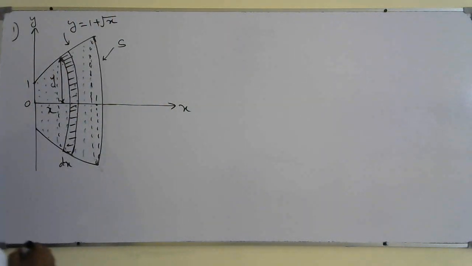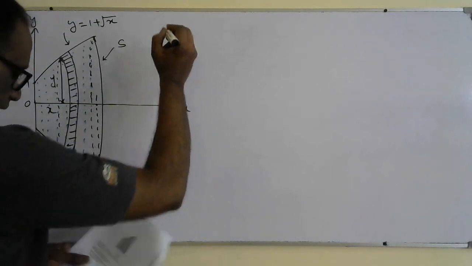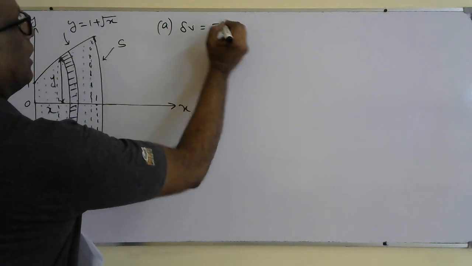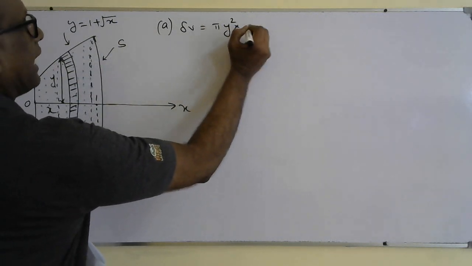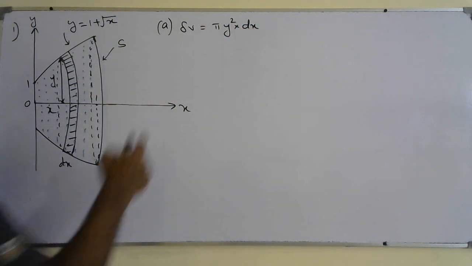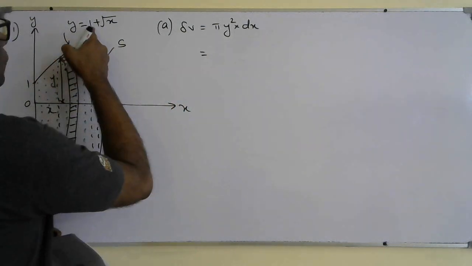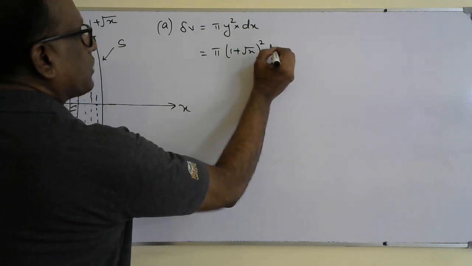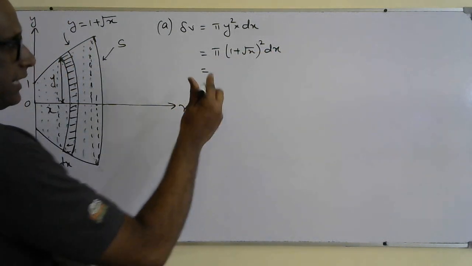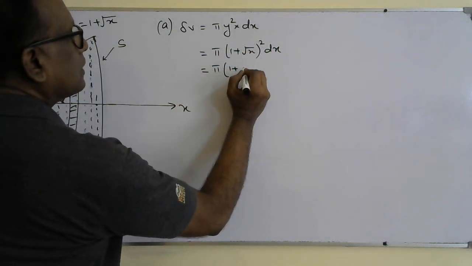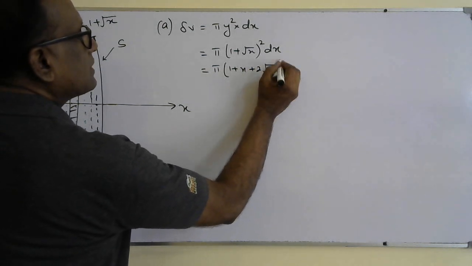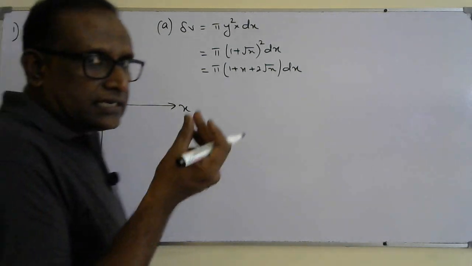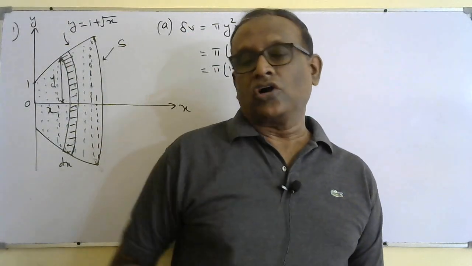Okay, so the volume delta V, that's a part. So delta V equals pi r squared, meaning y squared, and h is dx, right? So we'll substitute y equals 1 plus root x, so pi times (1 plus square root of x) all squared dx. So it's going to be expanded: pi (1 plus x plus 2 root x) dx. Okay, so this is the volume of the small disk we imagined.